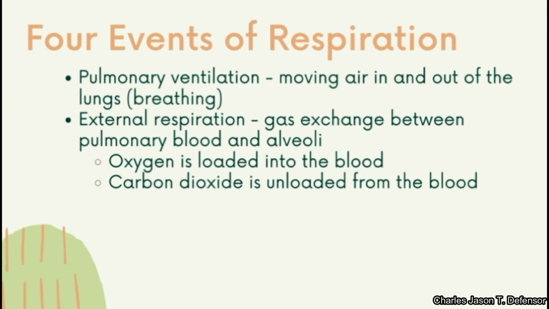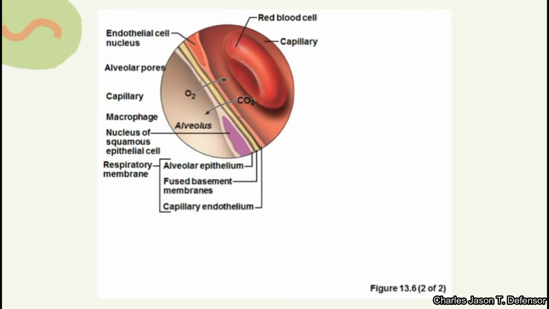Oxygen is loaded into the blood. We inhale oxygen for us to have oxygenated blood and for the regulation of the body cells. Carbon dioxide is unloaded from the blood for us to exhale the gas out of the body. We can see here again the closer view of the respiratory membrane.